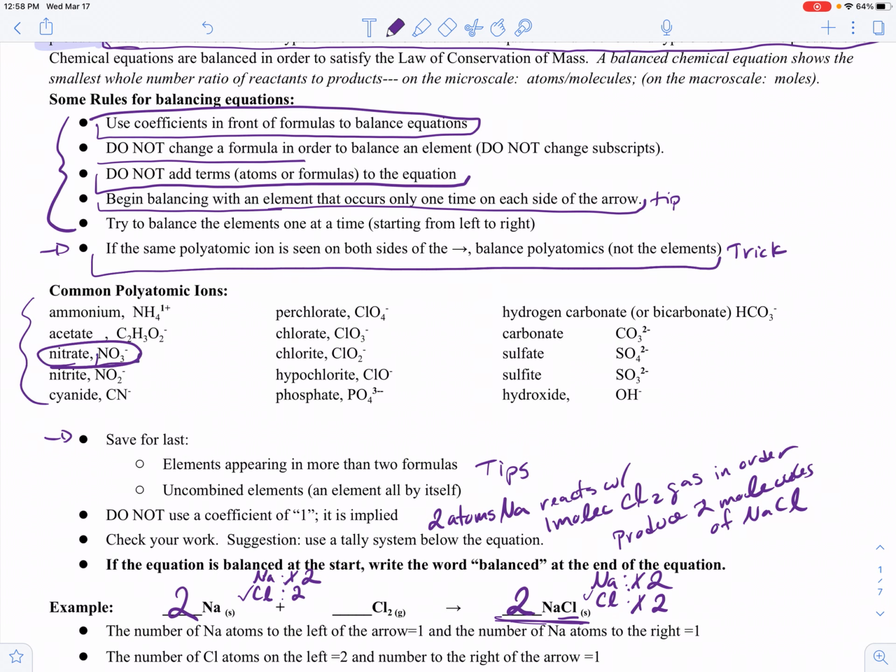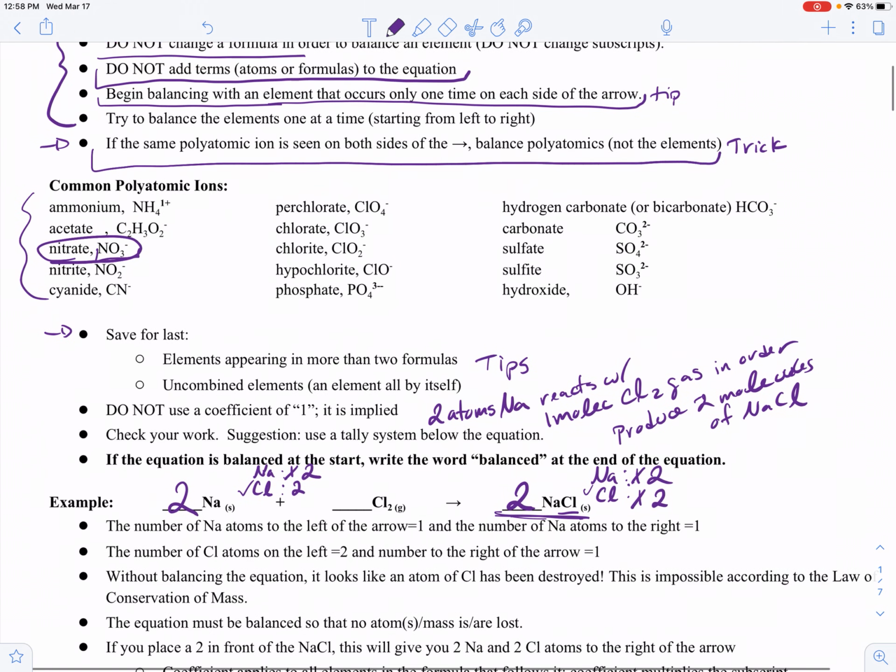So I'm going to show you how I use this trick in order to balance chemical equations. You don't have to use this trick if you don't like it. You can just count up each of the atoms separately and then make sure they're balanced on the left and right side. For additional tips, I also save for last any element that appears in more than two formulas. So if it occurs in multiple chemical formulas on one side, I'll wait to use it.